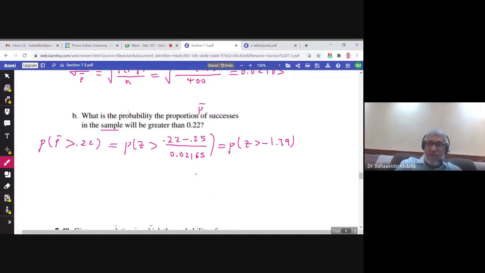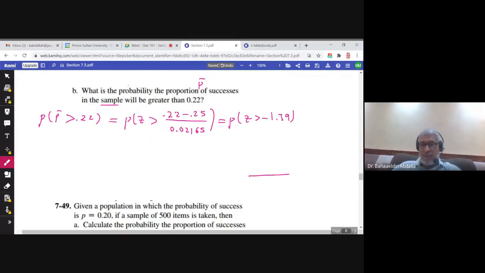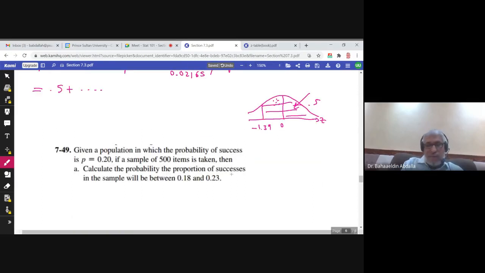Now to find this probability, this is Z, the standard normal distribution. The mean is 0. -1.39 is a number here. Greater than would be all of this area. So this is 0.5, and you can find this from the table when you look up 1.39. So it's 0.5 plus the area in the table, and you find the answer.